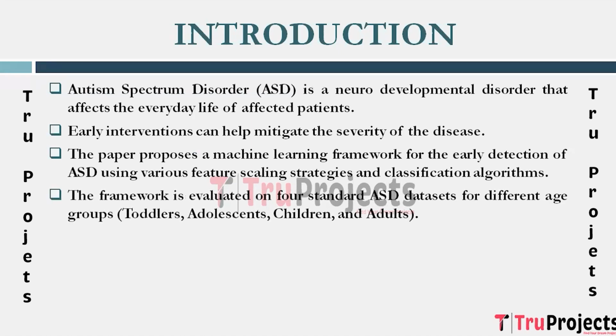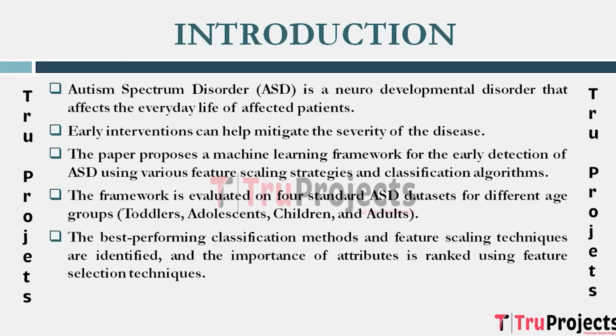To ensure the applicability and robustness of the proposed framework, the project conducts evaluations on 4 standard ASD datasets representing different age groups, which are toddlers, adolescents, children, and adults. This comprehensive evaluation allows for insights into the framework's effectiveness across various developmental stages. Through rigorous evaluation, the project aims to identify the best performing classification method and feature scaling techniques within the machine learning framework. This involves assessing the effectiveness of different algorithms and scaling strategies to pinpoint the most accurate and efficient approaches for early ASD detection.